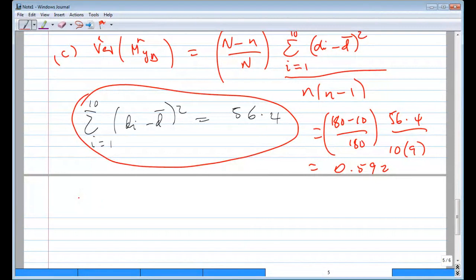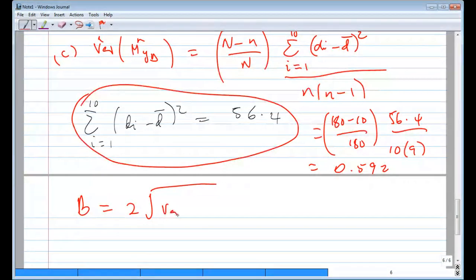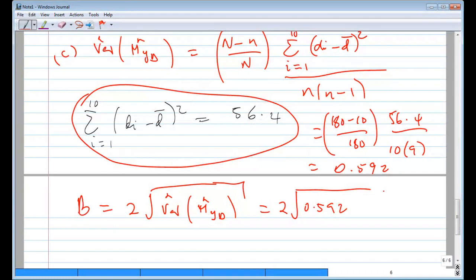Okay. Now, the bound is equal to 2 times the square root of the estimated variance of the estimated mean, which is 0.592. That gives 1.539.